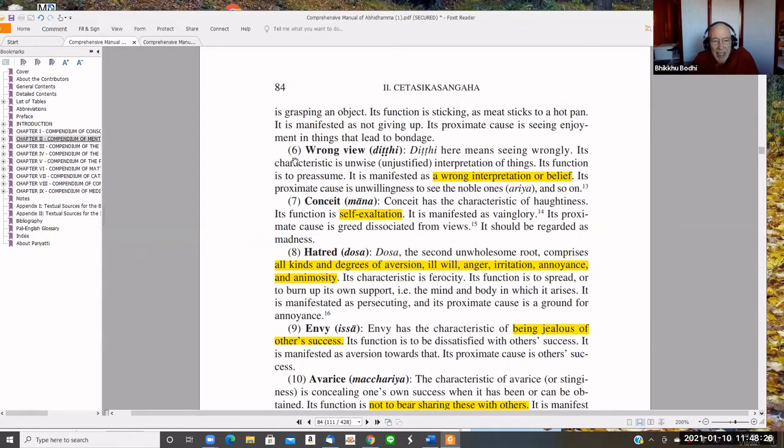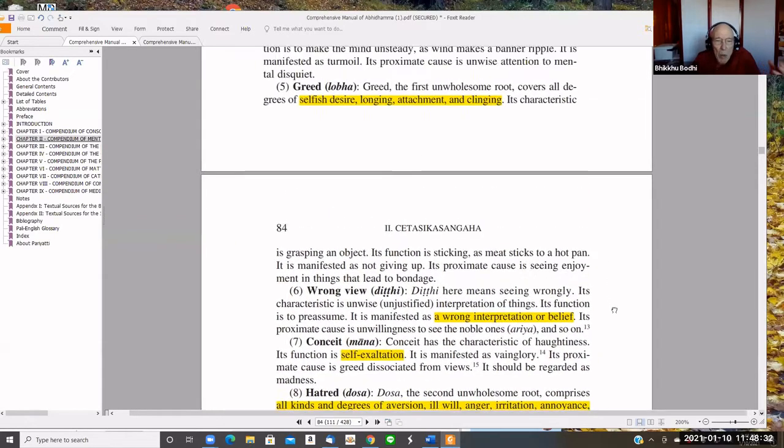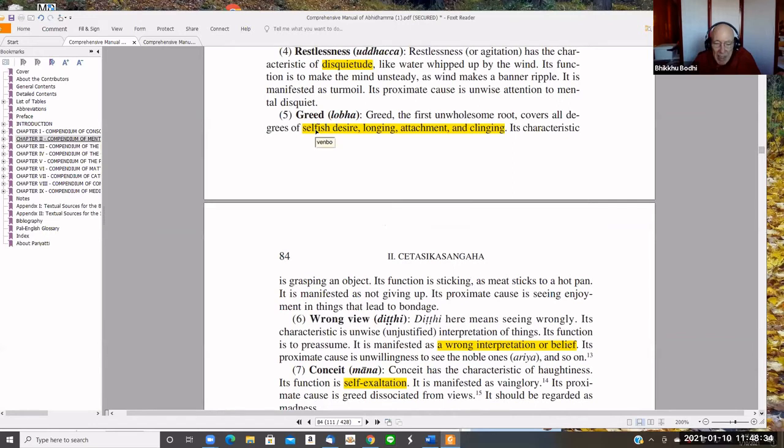And what is interesting is that within the Abhidhamma system, wrong view and conceit are said to go along with greed. Whenever wrong view arises in a citta, it arises only in the citta associated with greed. And also whenever conceit arises, it also arises only in cittas associated with greed.